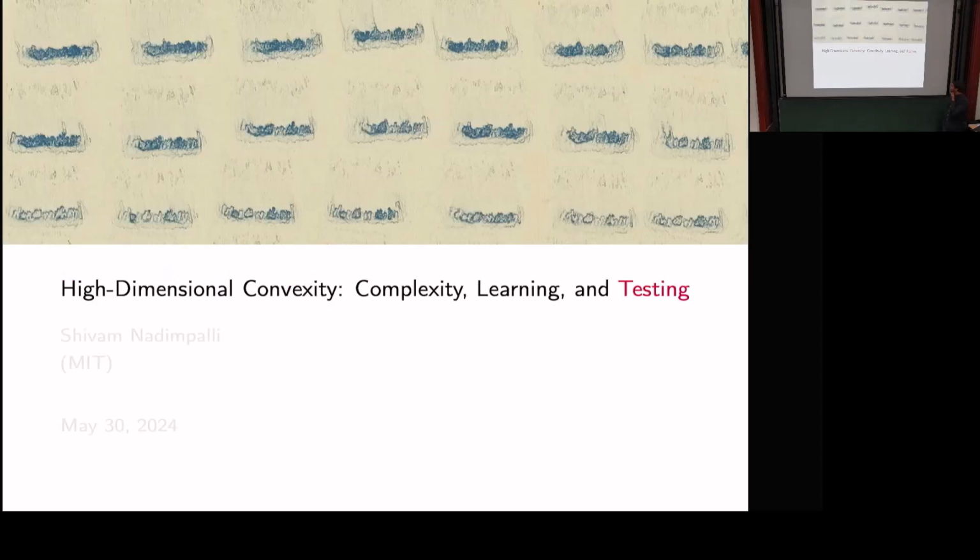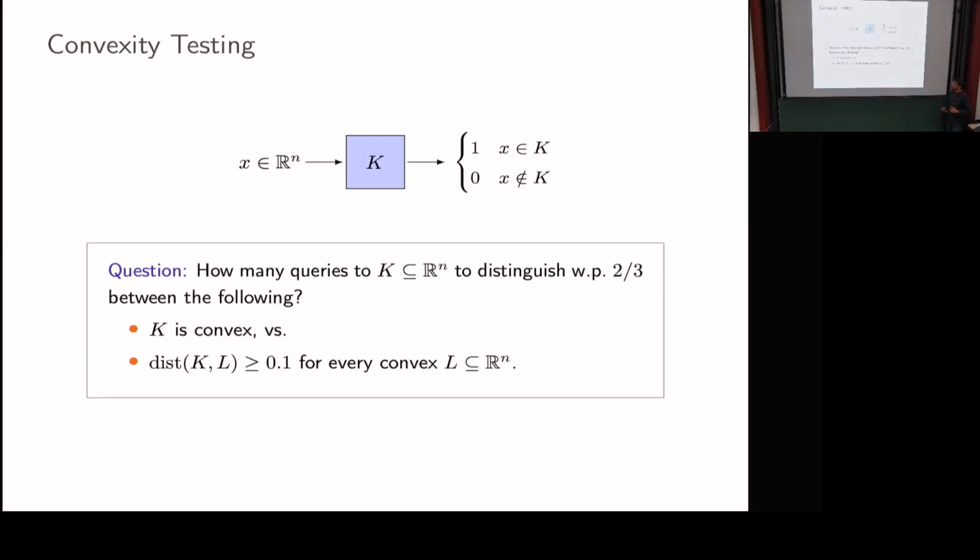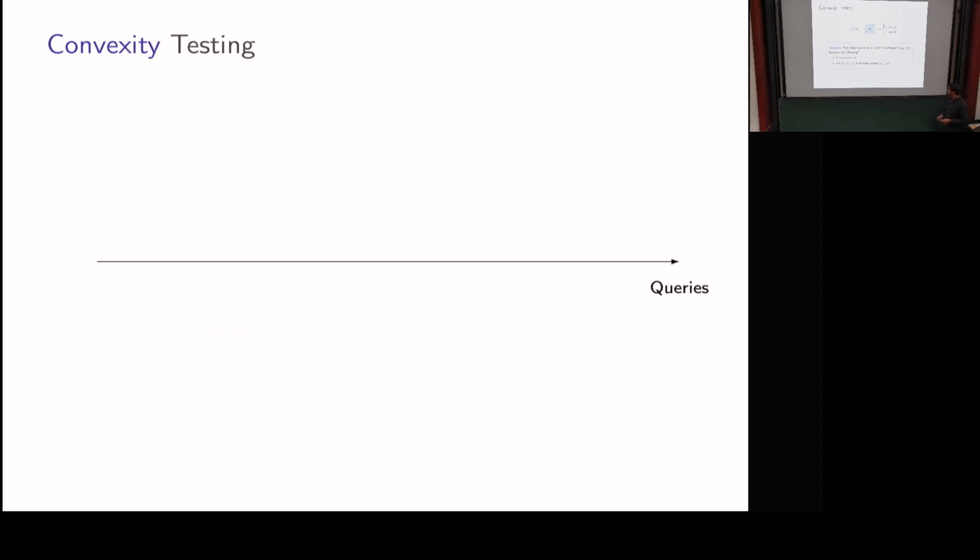This brings me to the third part of this talk. The problem of convexity testing is a very simple, very basic question. You're given access to an unknown set. You don't know if it's a convex set, but you want to determine if it's either convex or far from convex under the Gaussian measure. Again, black box access to the set K. How many queries do you need to distinguish with constant probability between K being convex versus K being 0.1 far from every convex set? And the only upper bound we know is by learning.